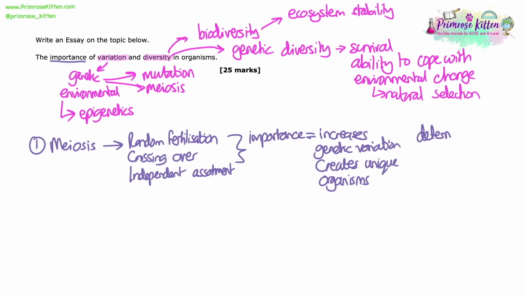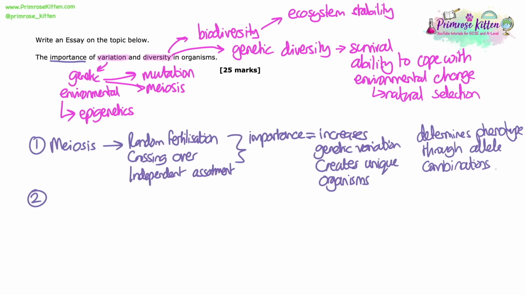So now that's a brief plan. That is not enough. That is what I would write. The pink stuff is what I would write in a brain dump when I was first choosing which question I'd do, and then from that brain dump I would decide. So if I've decided to do this essay, now I need to turn that into a bit more of a detailed plan. So for meiosis, I'm going to definitely talk about random fertilization, crossing over, and independent assortment.